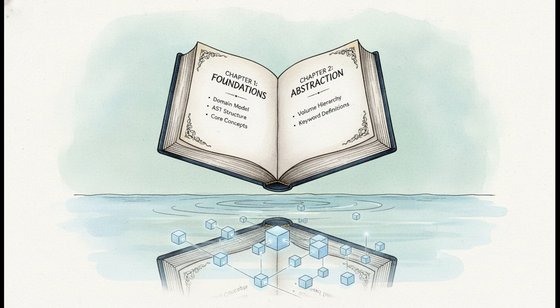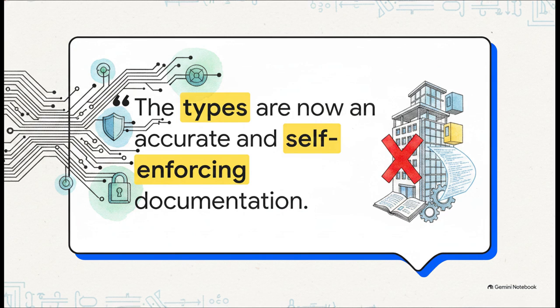You look at the code, and it's crystal clear. Volumes don't have sublevels, and keyword headers don't have numbers. The code is finally telling the truth about the domain it represents. Which leads us perfectly to this fantastic realization from the author. It captures the absolute magic of functional programming when you really push the type system. Quote, "The types are now an accurate and self-enforcing documentation."